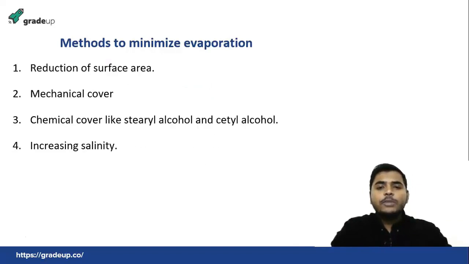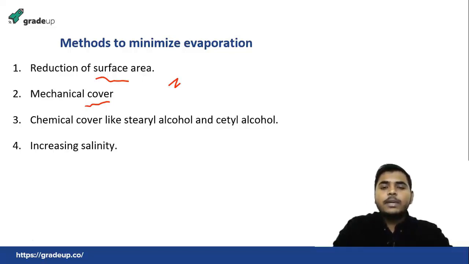Now, methods to minimize evaporation. How can we reduce this evaporation? First is by reduction of surface area. As we know, if we go on increasing the surface area, then evaporation increases, as surface area is directly proportional to the rate of evaporation. So if we reduce the surface area, evaporation decreases. Second is by putting a mechanical cover, like sometimes we can put some screens or some other type of obstructions so that it can reduce the evaporation directly.